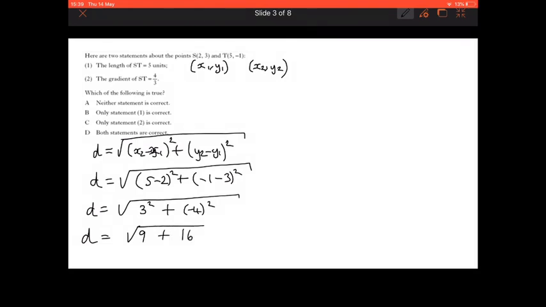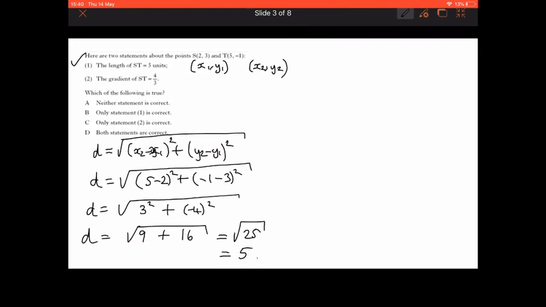Just be careful with squaring that negative. Remember, a negative multiplied by a negative comes out as a positive, which leaves us with root 25 and an answer of 5. So we can see that statement 1 is correct, the distance is 5.